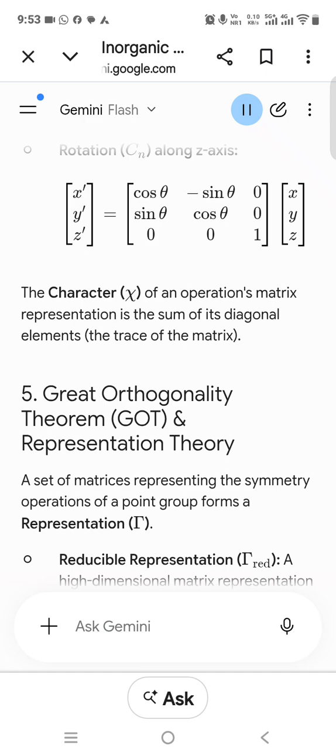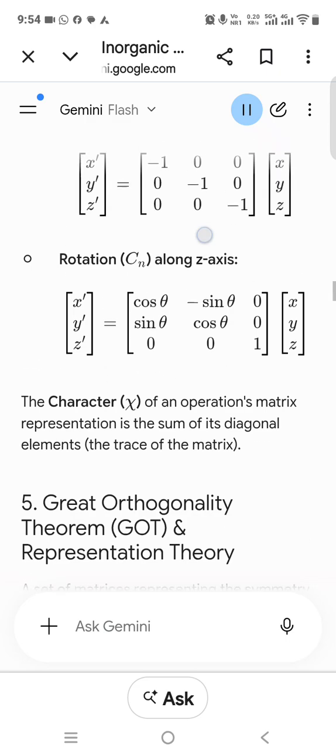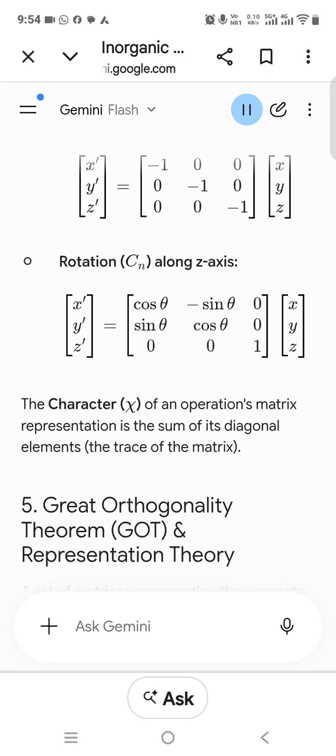The characters of two different irreducible representations are orthogonal: sum_R χ_i(R) · χ_j(R) equals 0 for i ≠ j. The number of irreducible representations in a point group equals the number of conjugacy classes. In a given class, the characters of all operations are equal.